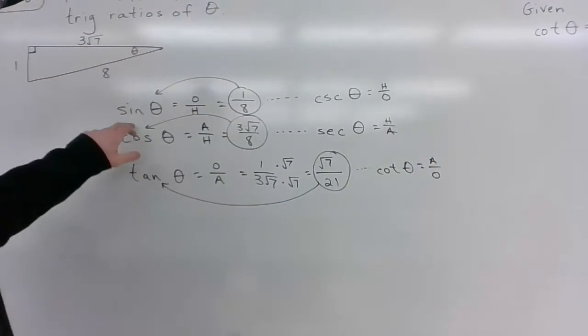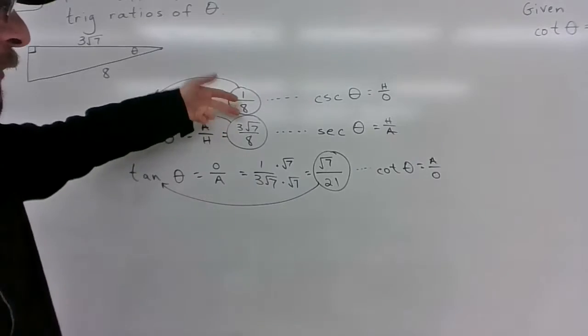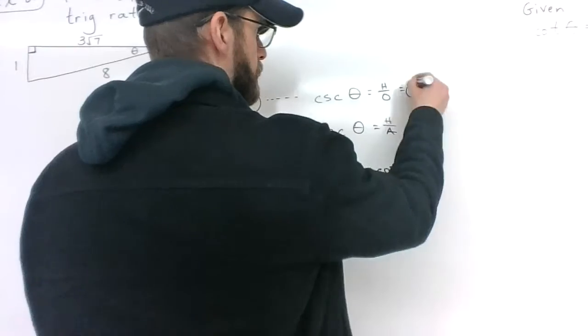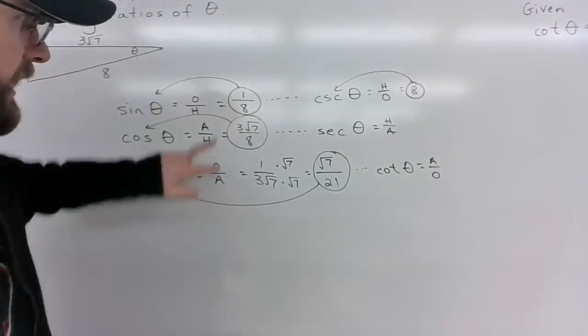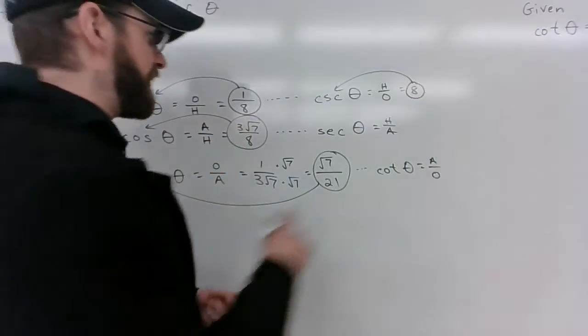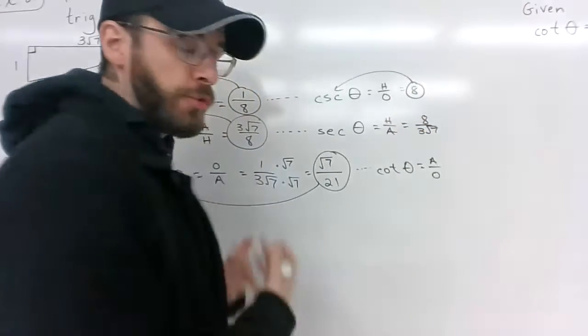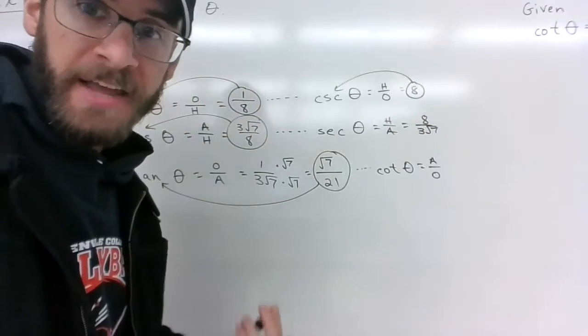So then we can just go back to our original fraction, 8 over 1. Well, that's just 8. 8 over 3 root 7 would be secant, which requires us to rationalize, multiplying top and bottom by, in this case, root 7.